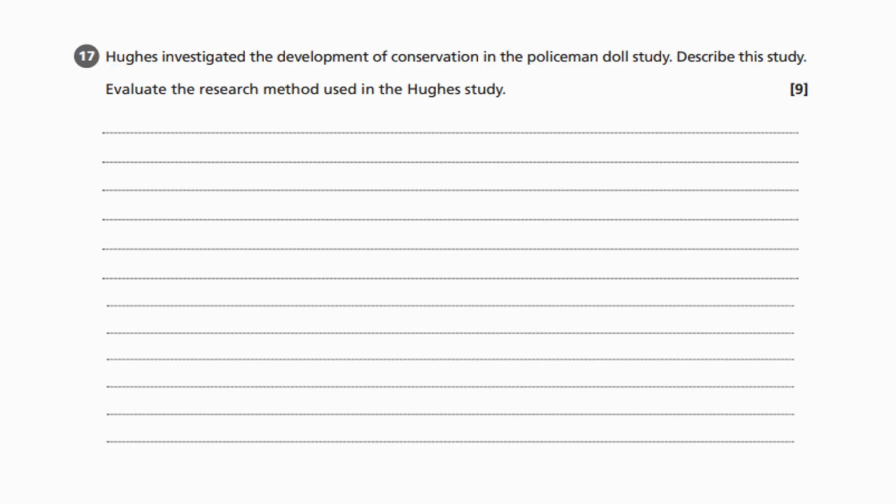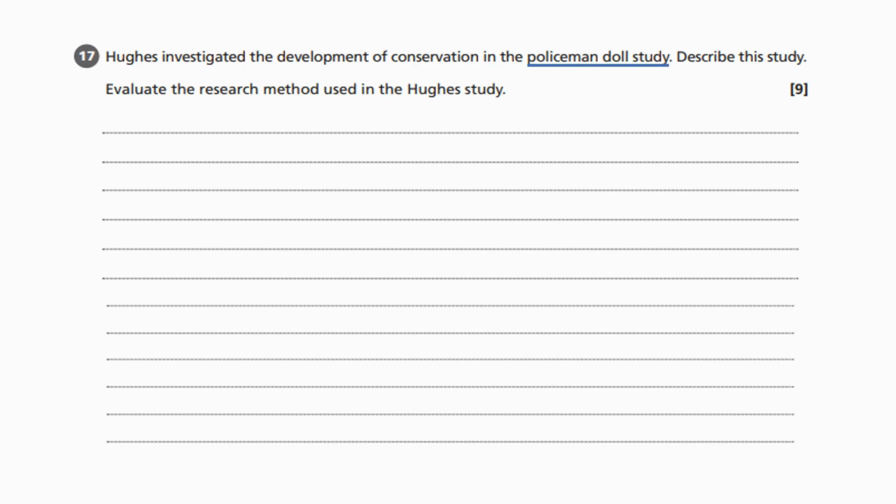This is question 17 in the development topic, and the question says, Hughes investigated the development of conservation in the policeman doll study. Describe this study. Evaluate the research method used in the Hughes study for 9 marks.